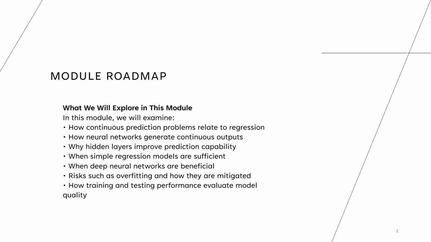Finally, we will discuss how model evaluation works in the context of regression neural networks, including how training and testing performance help us determine whether a model is truly learning useful patterns. By the end of this module, you should have a clearer understanding of when deep neural networks are appropriate for predicting continuous outcomes and how their performance can be evaluated.